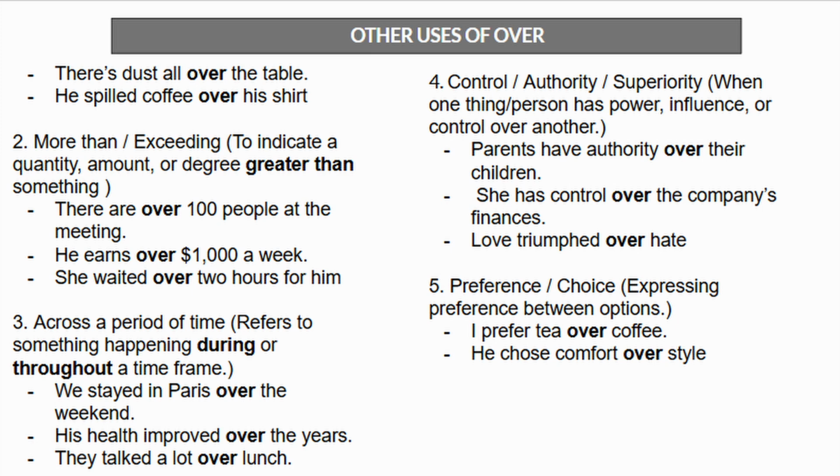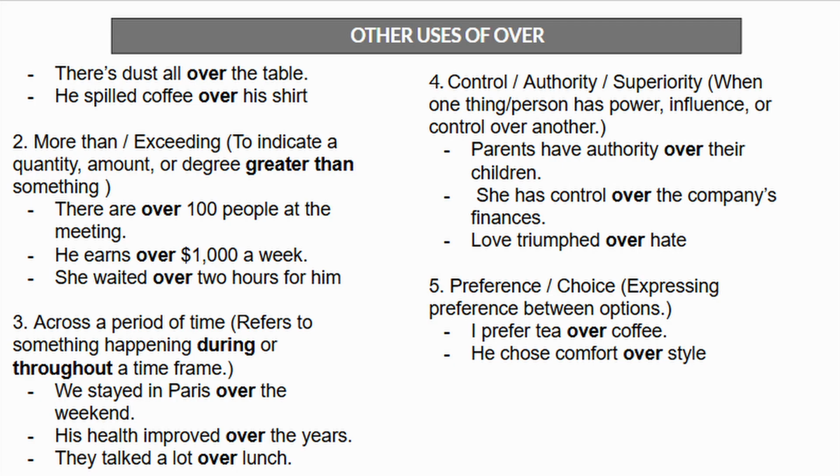Another example, he earns over $1,000 a week. It means he doesn't only get $1,000 a week, but the person gets more than $1,000 a week. So you see, we use over. He earns over $1,000 a week.